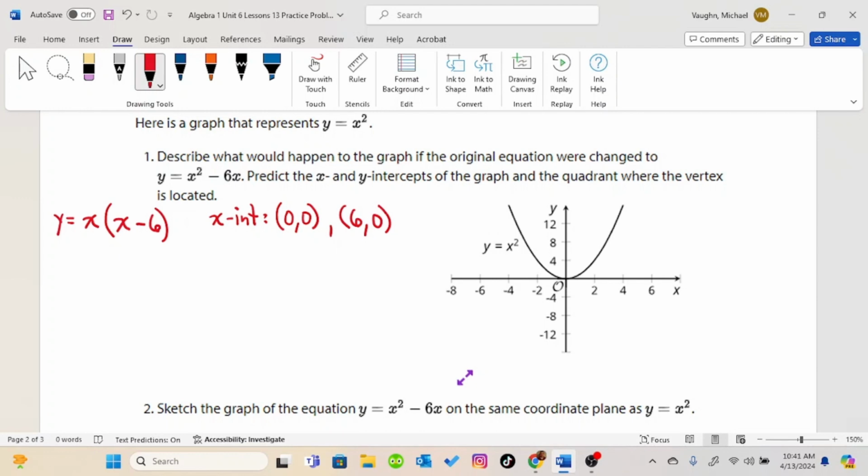If I want the y-intercept, then my x value is 0, and I have 0 squared minus 6 times 0, which is 0. And my y-intercept is going to be at the origin.